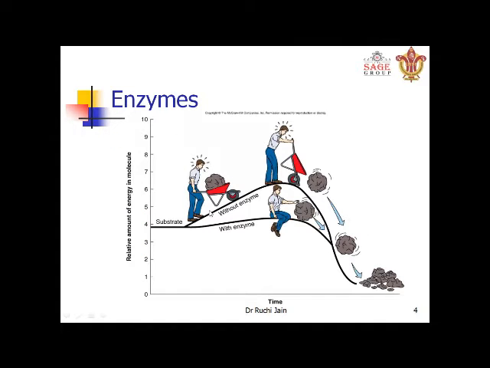Enzymes can lower the activation energy, meaning the energy which is required to convert substrate to the product. When we are using enzymes, the energy required is less in comparison to the reactions in which we are not using the enzymes. So enzymes can lower the activation energy.